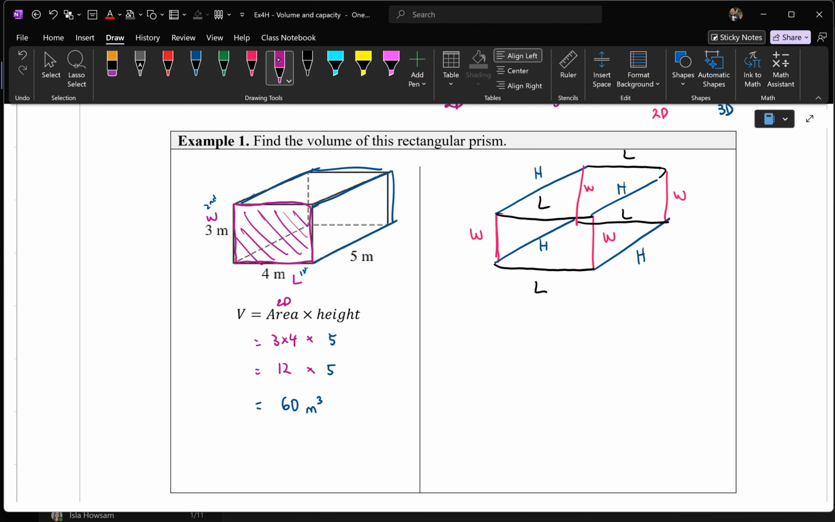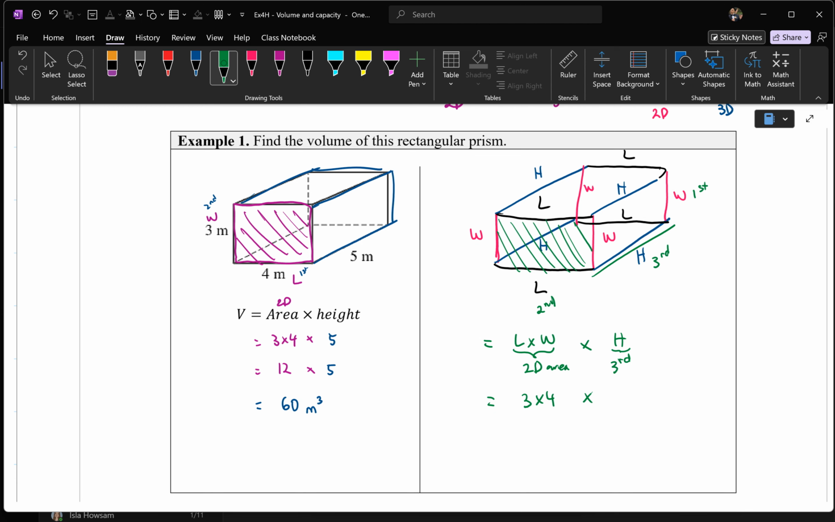W is one of the dimensions, so you can call that the first dimension here. Then the length in black could be the second dimension, and your third dimension is height. As long as you can find the area of the 2D, and then multiply by the third dimension, that's how you get the volume. That's what I did. I just did length times width, which gives you the 2D area, times the third dimension, which they call height. That's why I did 3 times 4 times 5, and that's why I got 60 cubic meters.